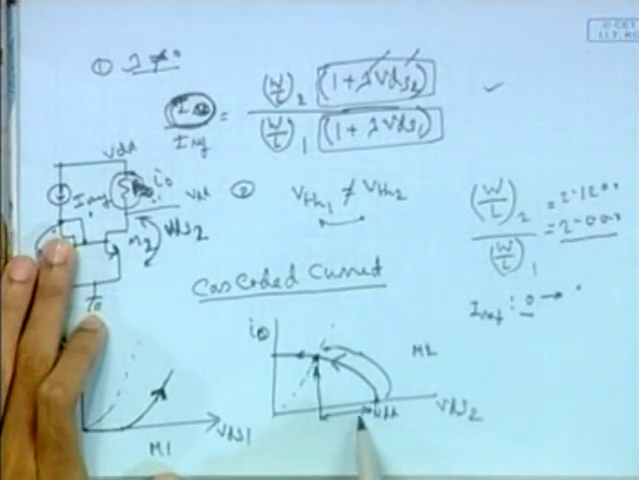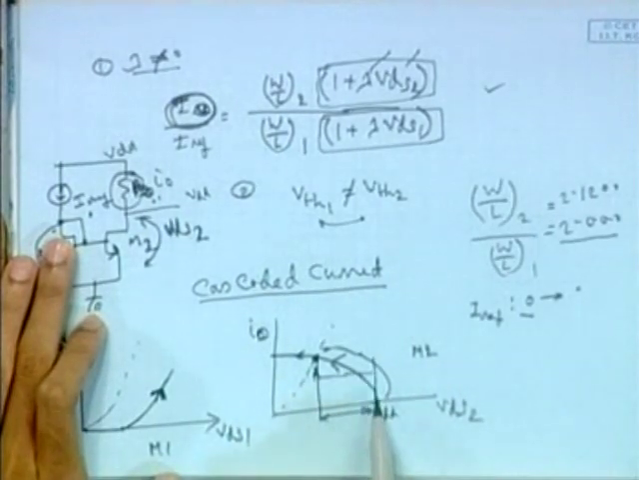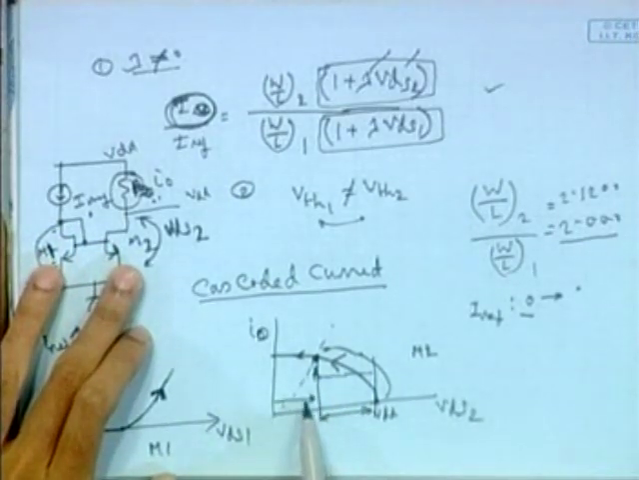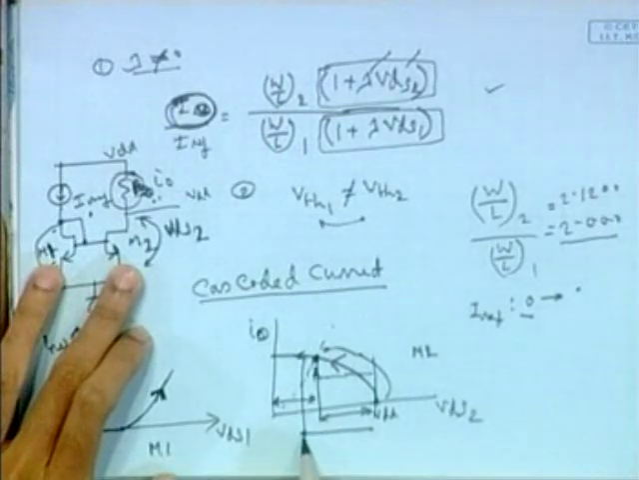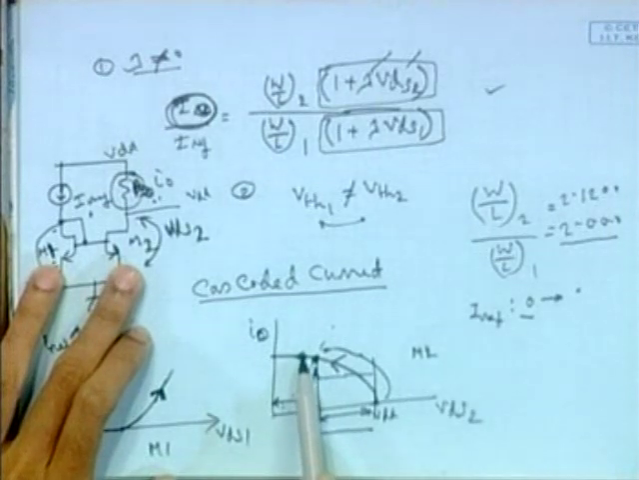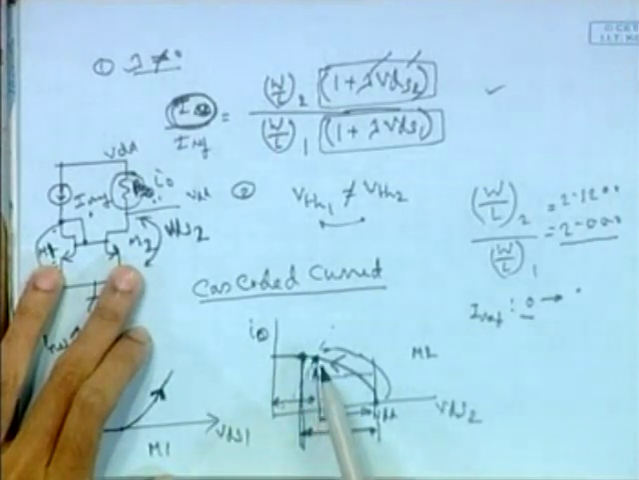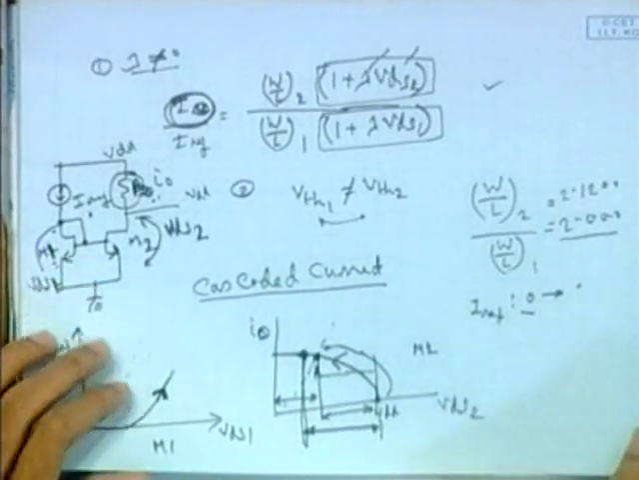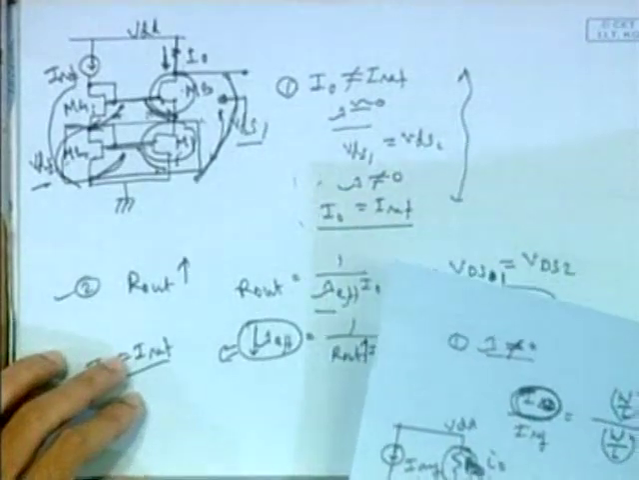This is our operation zone. Within this zone we can safely use the current mirrors, and we always try to have this voltage as minimum as possible, because that will increase our operating range. If this is the lowest voltage, we can use the current mirror from this point up to this range. So we will always try to reduce this voltage, I mean this hitting point. Okay, so this is the case for the simplest current mirror.